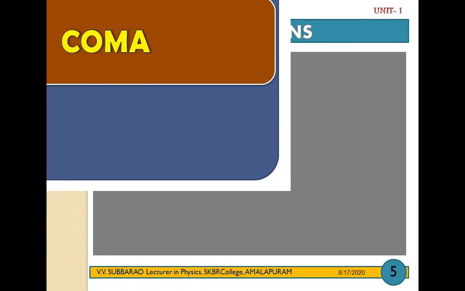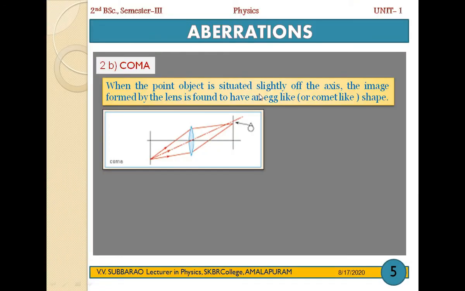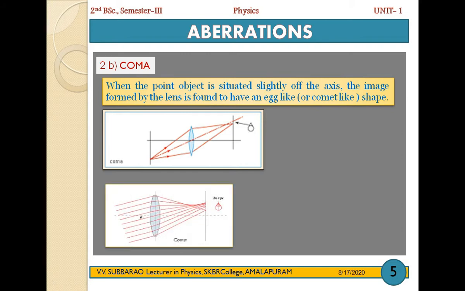Coma: when the point object is situated slightly off the axis, the image formed by the lens is found to have an egg-like or comet-like shape, and this defect is called coma. When a point object is placed slightly off the axis, the image formed by the lens looks like a comet, and this defect is called coma.